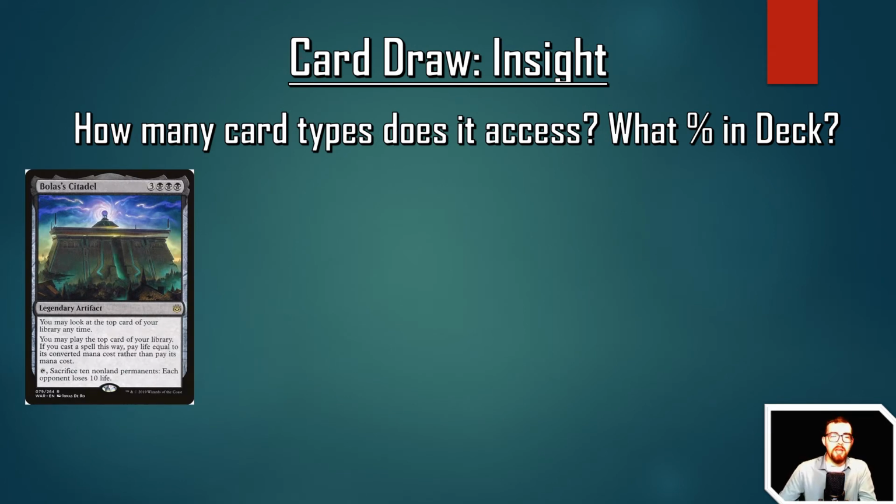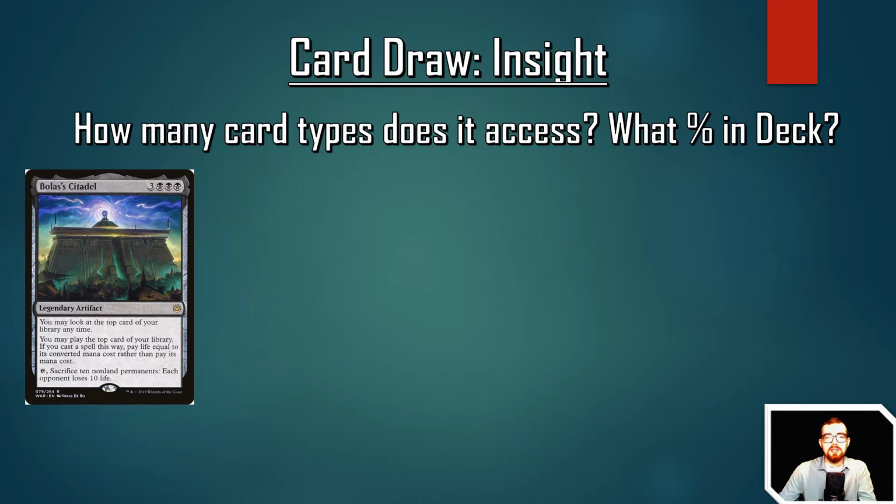It is 3 and 3 black, 6 mana total for a legendary artifact. You may look at the top card of your library at any time. You may play the top card of your library. If you cast a spell this way, pay life equal to its converted mana cost rather than pay its mana cost, and you can tap it to sacrifice 10 non-land permanents. Each opponent loses 10 life.